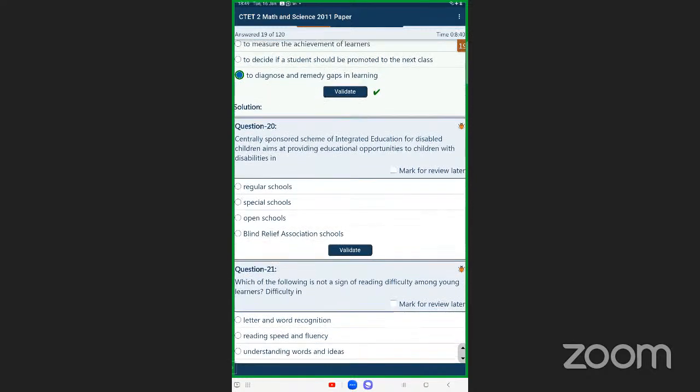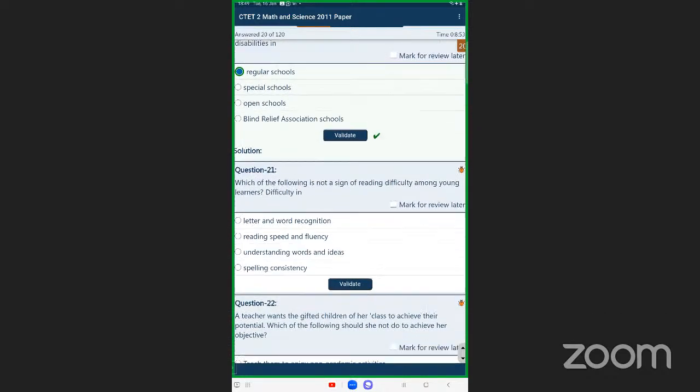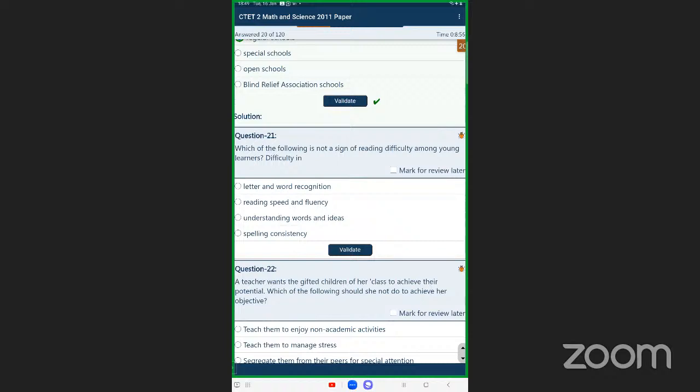A centrally sponsored scheme of integrated education for disabled children aims at providing educational opportunity to children with disabilities in, what is this one, student? This is the regular school. Regular school provided.